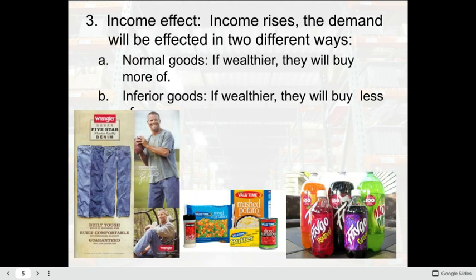Then there's the income effect. Typically, as people's incomes go up, they buy more of what are called normal goods. That isn't true, though, of what we call inferior goods. So, generic products, products that are looked down upon, especially as you become wealthier, people are going to be less likely to buy those.